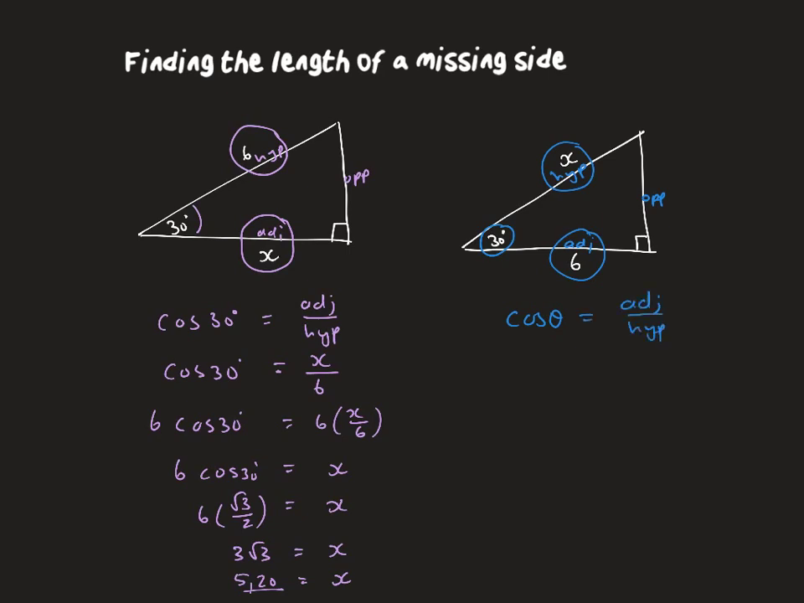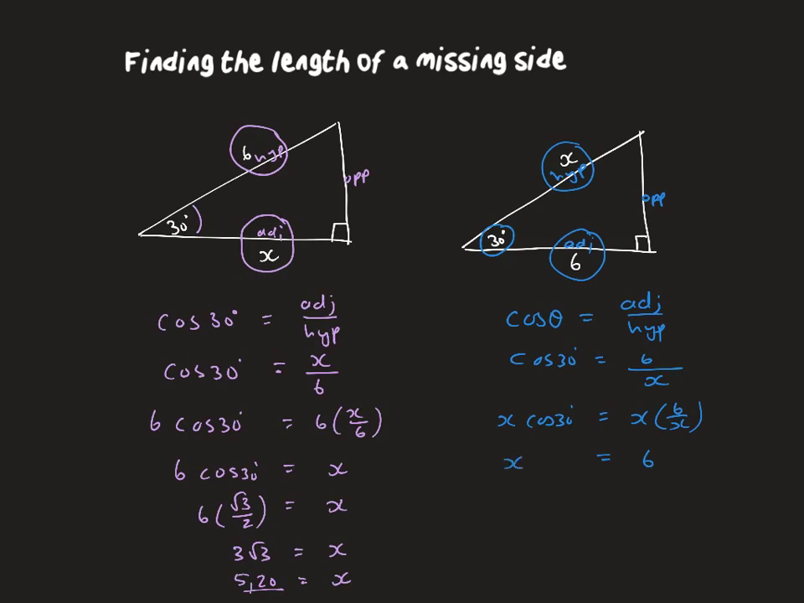In this case, my reference angle is 30 degrees, and that's very bad writing. So cos of 30 degrees is equal to adjacent, which is 6, over the hypotenuse, which is x. So how do I deal with this now? How do I get rid of the x on the denominator? Remember, you multiply by x to every single term. So it's x cos 30 degrees is equal to x times 6 divided by x. On the right-hand side, that will be equal to 6, right? x divided by x is 1.